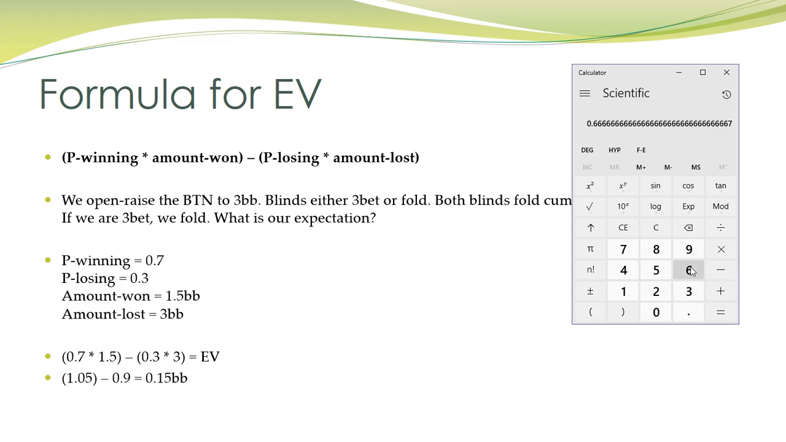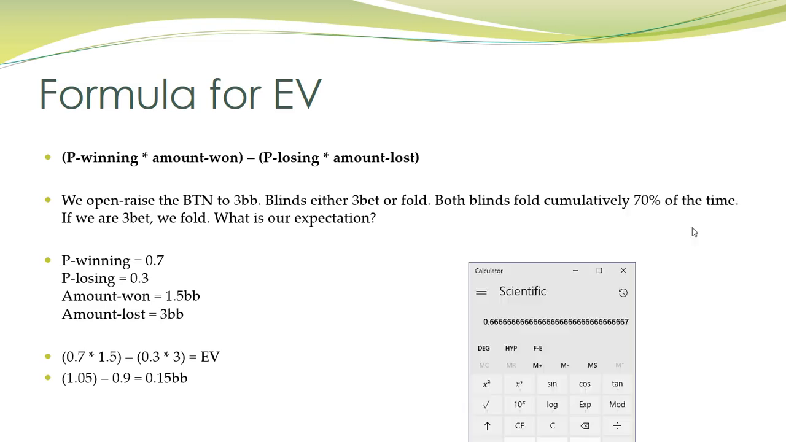0.66. So what does that mean when translated? It means that if our steal attempt works more than 66.66% of the time, we generate automatic profit. Well, what did our questioner say? It said that both blinds fold cumulatively 70% of the time, which is above this automatic profit threshold, but only by a few percent. So what can we deduce from this?